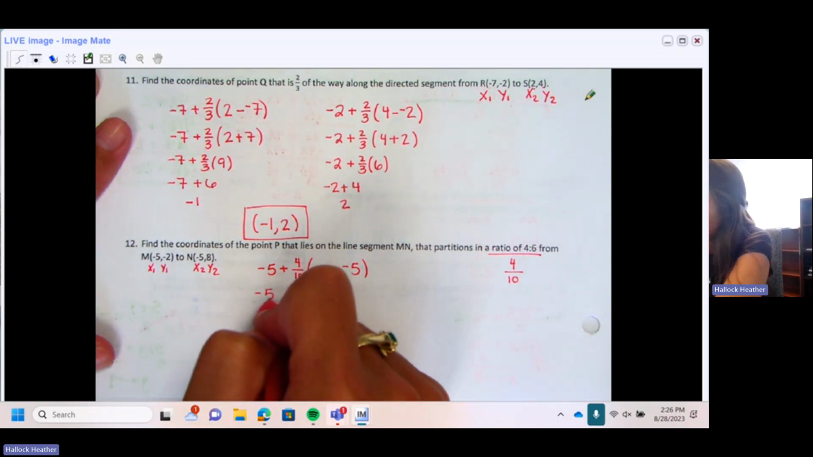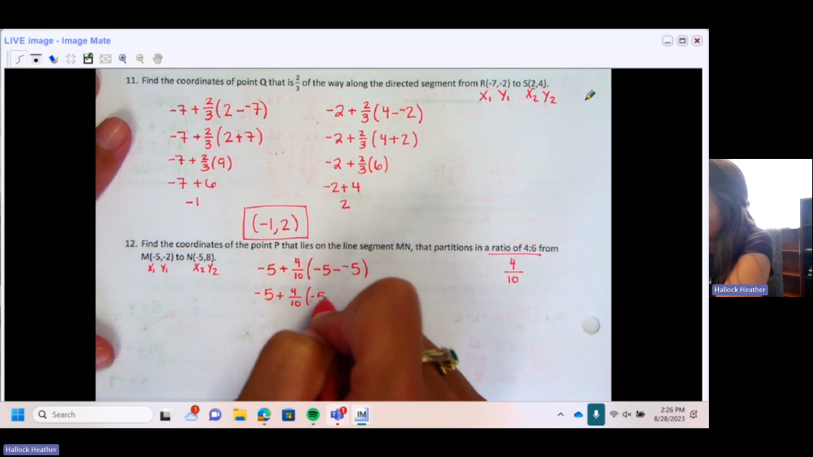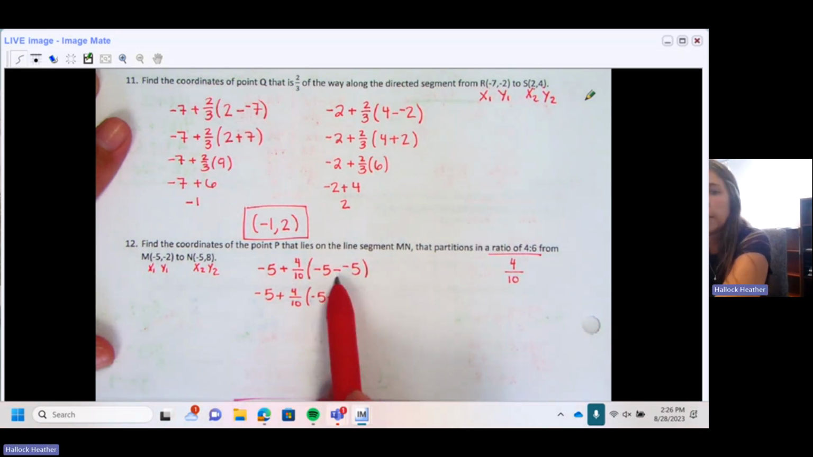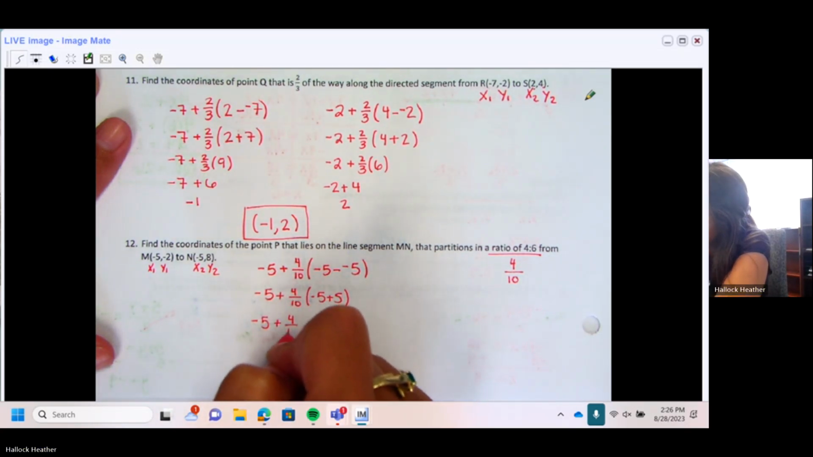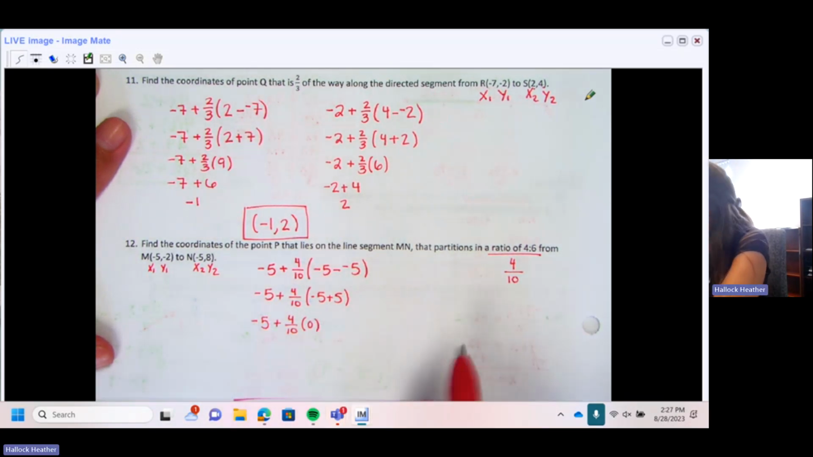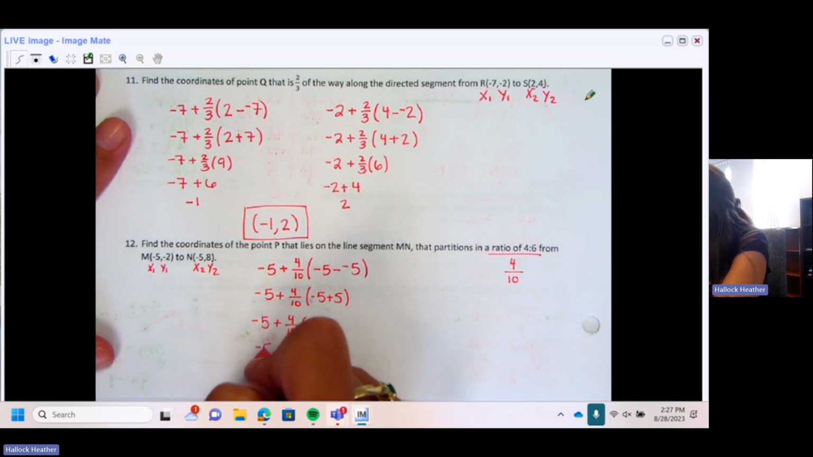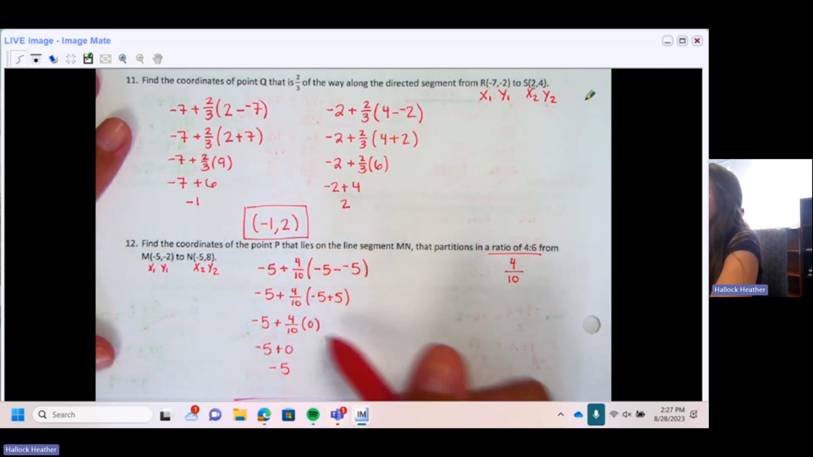So I have -5 plus 4/10, and then -5 plus 5, because minusing a negative makes addition. This makes 0. -5 plus 5 is 0. So I really have -5 plus 4/10 times 0. 4/10 times 0 is just 0. So this is -5 plus 0. -5 plus 0 is -5. So that is x. I showed every single step. You do not need to show every single step if you can condense steps.